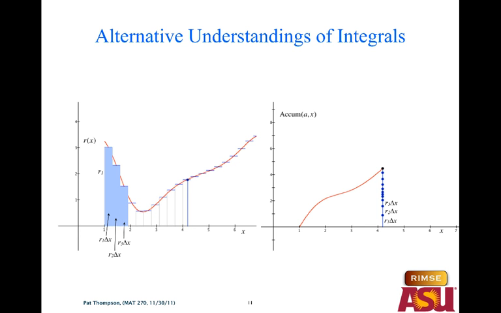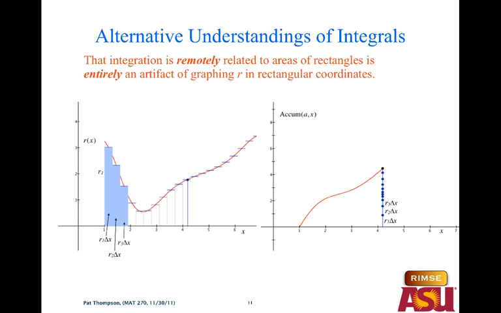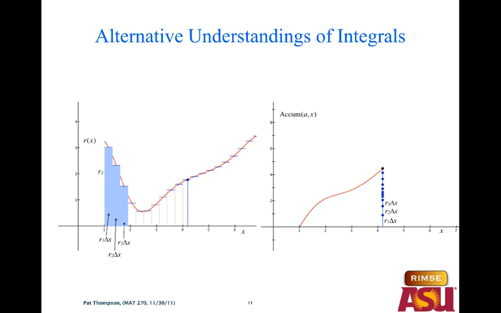R3 delta x is the height of that third rectangle, etc. Okay? So what we're seeing here is when you sum up these R delta x's, we know that is summing up bits of change to get a total net change. But it could also be the idea of summing up the areas of these rectangles. It's the same calculation.